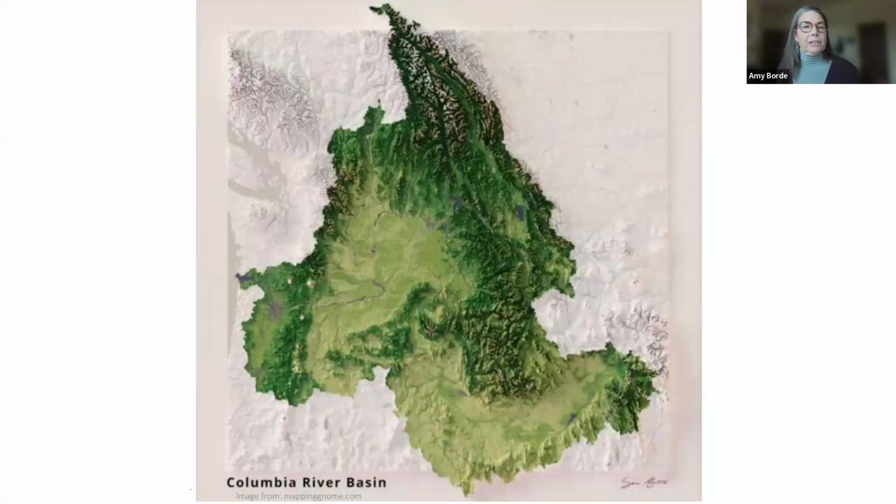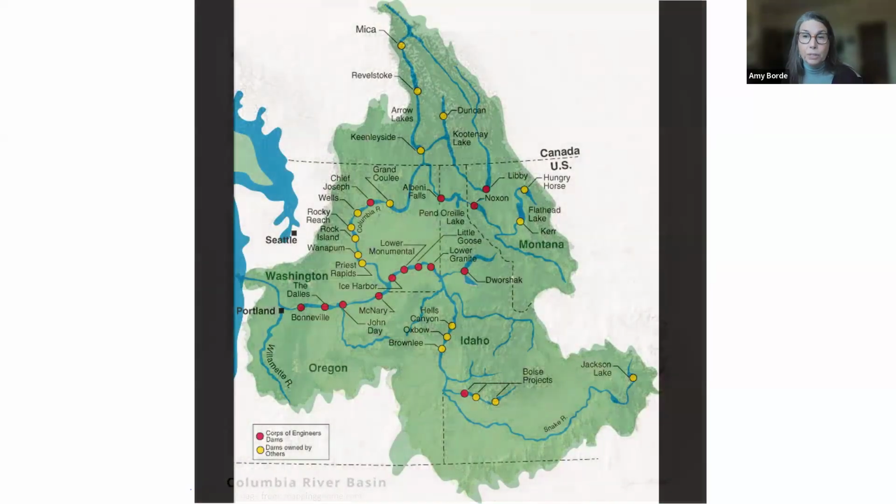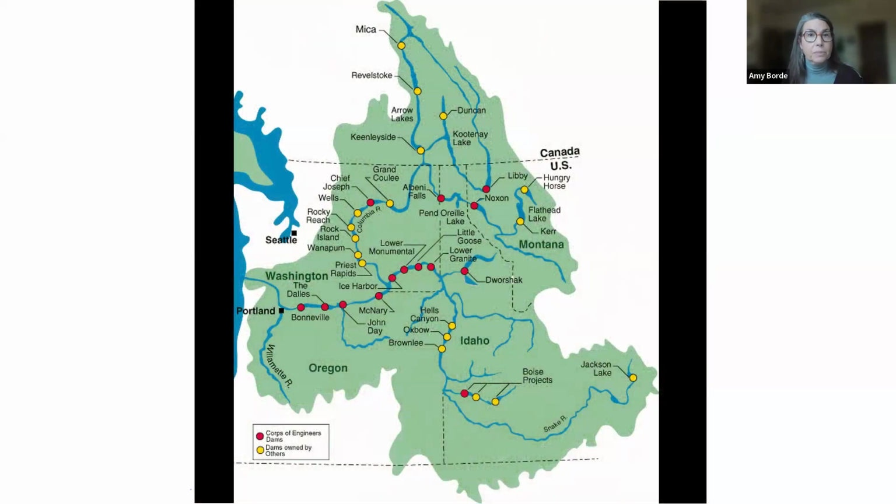Okay, so the Columbia Estuary is located at the very bottom of a very large watershed. The Columbia River is the fourth largest river in North America. This very large system also has a very extensive federal hydropower system. So there are dams located throughout the Columbia Basin.